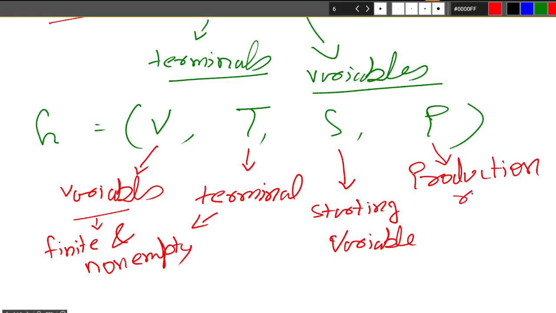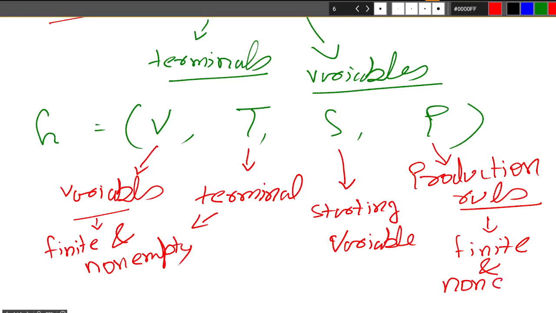P is for production rules. This is also finite and non-empty. This is also finite and non-empty. So these are four things that you will keep in your grammar.